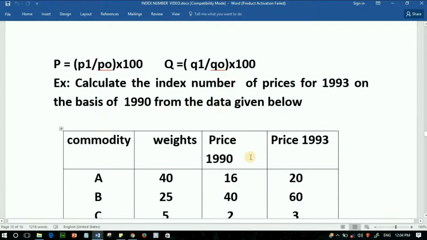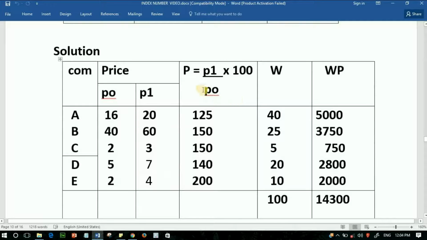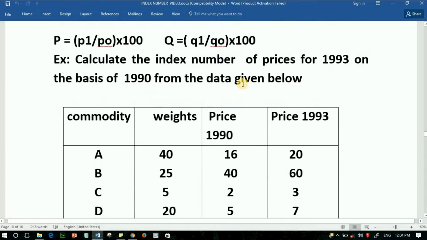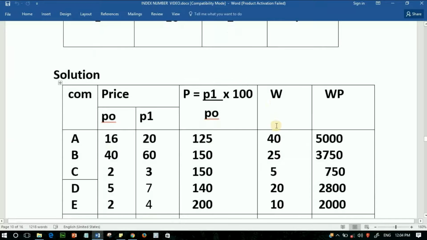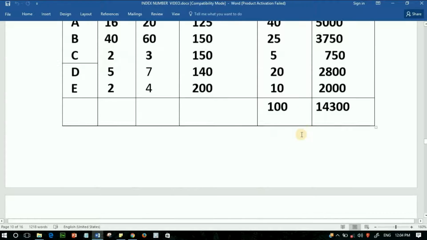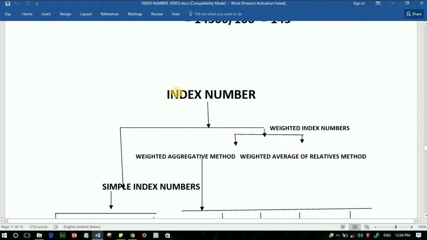A simple question for these: calculate the index number of prices of 1993 on the basis of 1990 from the data given below. So 1990 is the past, so you have to take it as the base year, and 1993 as the current year. Then simply apply here. First of all, you have to find out P, the price relative, P1 / P0 × 100. If W is not given, take W as P0 Q0. If W is given, you can directly apply 40 into 5, add all these and substitute, we get the answer 143.